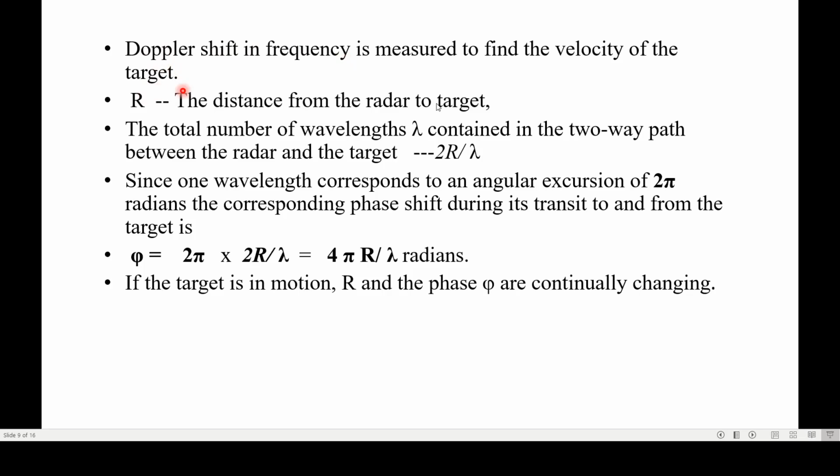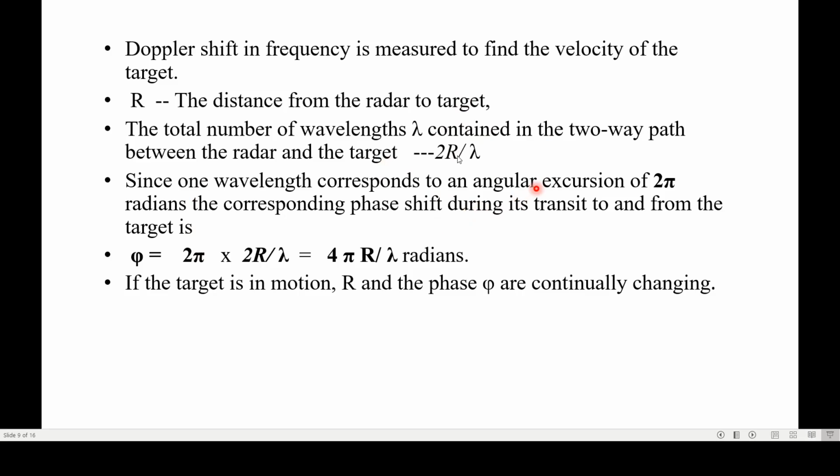The Doppler shift in frequency is measured to find the velocity of the target. R is the distance from the radar to the target. The total number of wavelengths lambda contained in the two-way path between the radar and the target is 2R by lambda. 1 by lambda is the wave number, which I think all of you know. Then this is 2R by lambda.